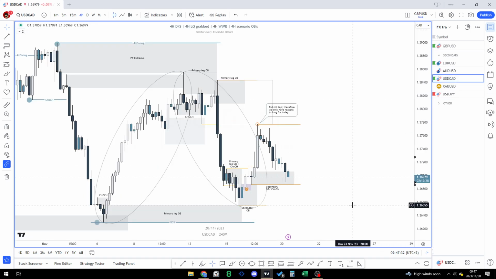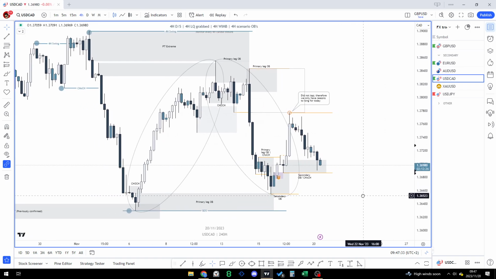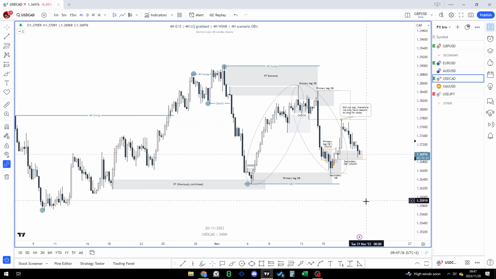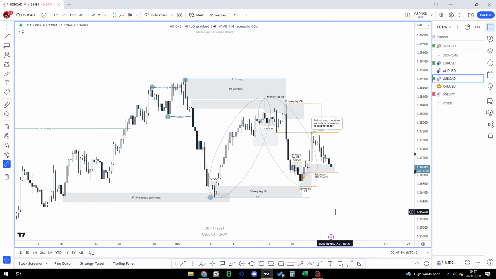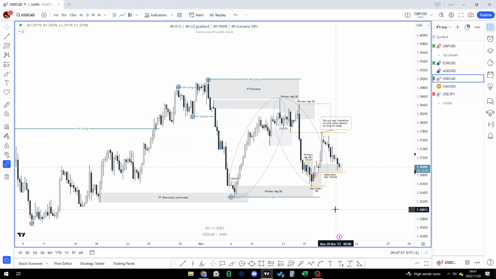Moving on to USDCAD on the 4-hour. Just to recap what's been going on, we've had a 4H swing structure break right here, which led to a change in character in market trend. However, we hadn't had our break of structure just yet to validate that the short-term trend is indeed beginning. What this then means is, depending on where we're reacting from, we can create two primary legs based on pro-trend previously confirmed and pro-trend unconfirmed.